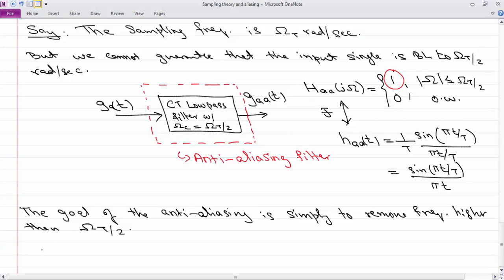And the anti-aliasing filter, as I said, is in almost all practical systems. Almost all practical systems have an anti-aliasing filter before you do the sampling operation, even if you are guaranteed that the input signal is approximately band limited. You put an anti-aliasing filter to avoid any confusion about there being some spurious high frequencies present. So an anti-aliasing filter always precedes the sampling operation.